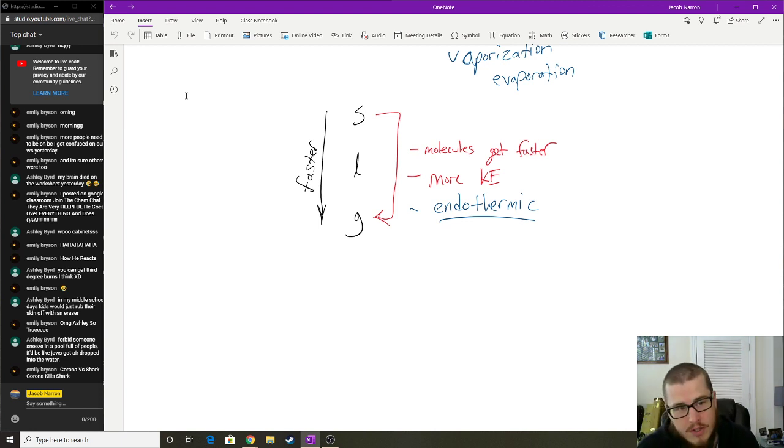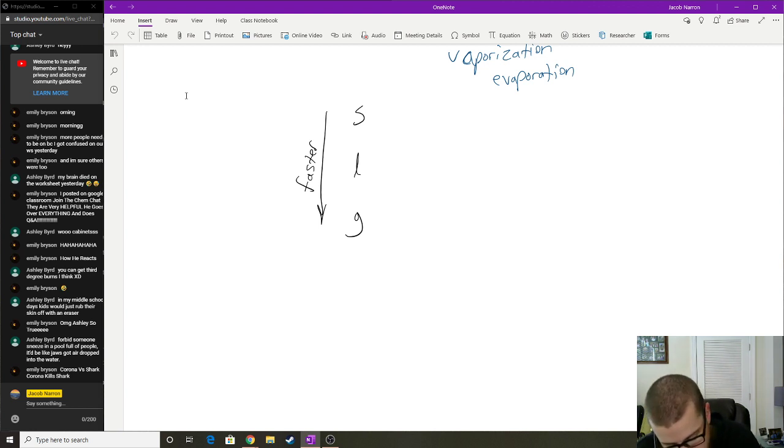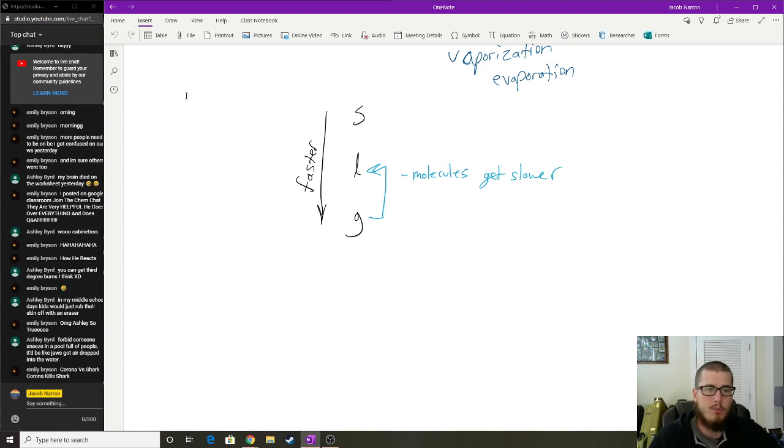say we're going the other direction. Let's say I'm going from gas to liquid. I'm going to do this one in blue just to trick you. So if I'm going from gas to liquid, think about what's happening with the molecules. They're not getting faster. Molecules get slower. Molecules are getting slower because they're going from gas, slowing down into a liquid.